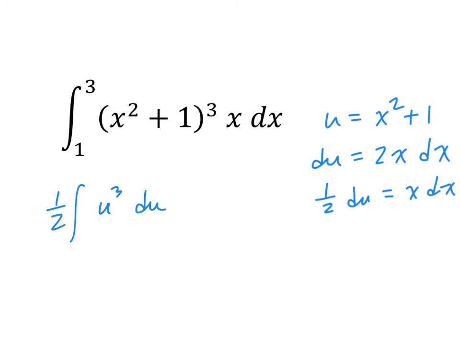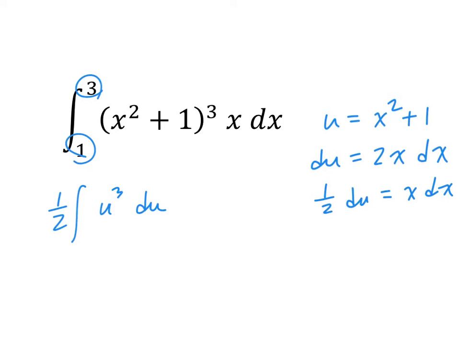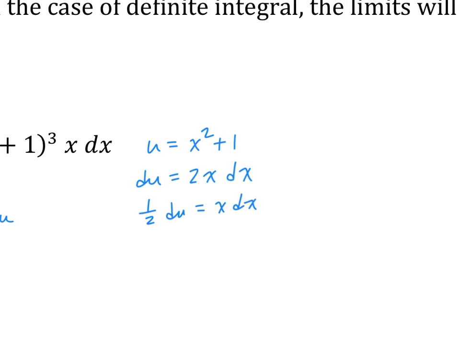Good. Now, the tricky part about this is the limits are not going to stay as 1 and 3, because the limits are for x. You changed everything to u, so obviously they're not the same. Therefore, you need to change the limit. So, your limits were from 1 to 3. Yes, so now you know that u is x squared plus 1. You need to change it.